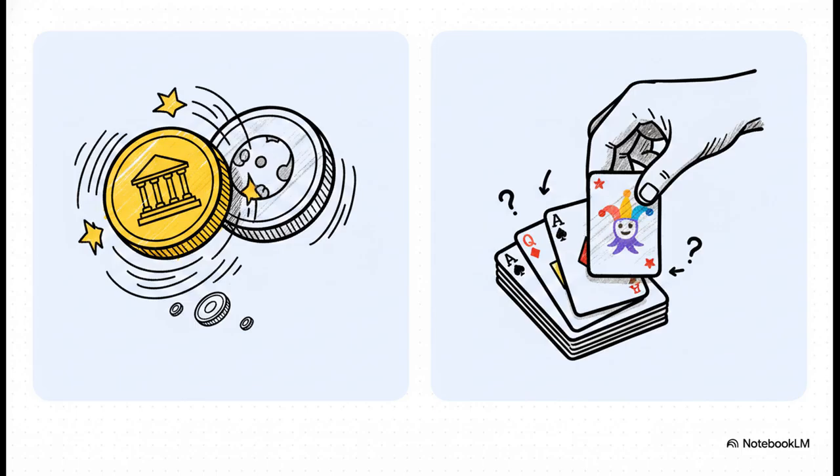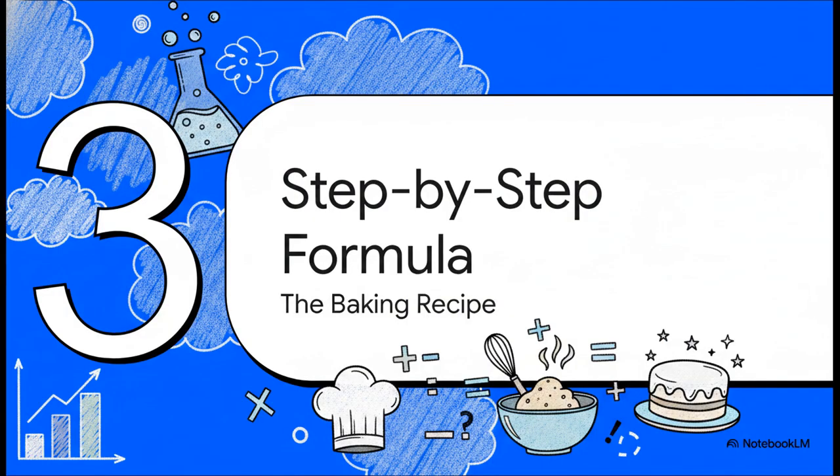But look at the right side. If you draw an ace from a standard deck of 52 cards and you don't put it back, well, the deck only has 51 cards left and only 3 aces. The probability has completely changed for your next draw. That's a dependent trial. For the binomial distribution to work, we absolutely must have independent trials, just like that coin flip. Moving right along to Section 3, the step-by-step formula.